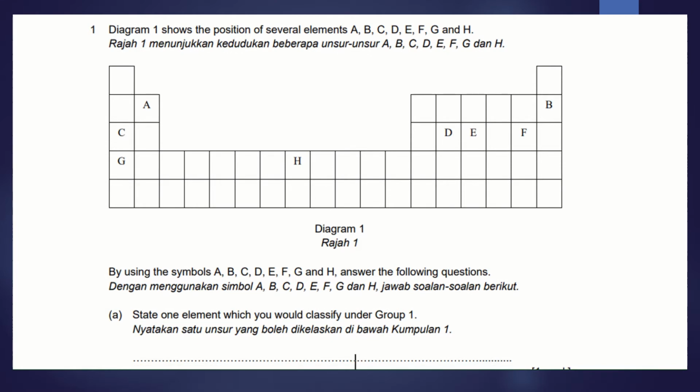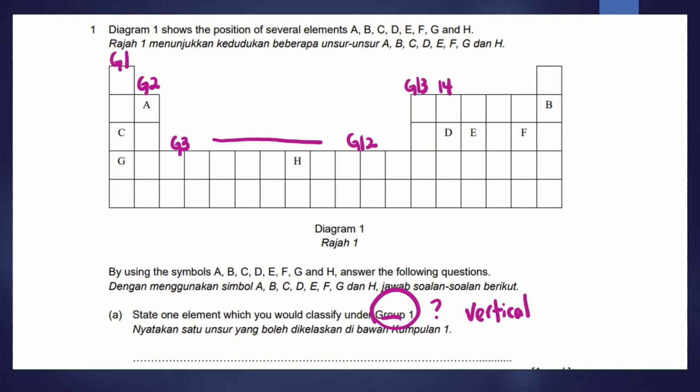A, state one element which you would classify under group 1. So first we need to know what is group. Group is a vertical column in the periodic table. Vertical column meaning that this is group 1, group 2. So here is group 3 until group 12. Next is group 13, 14, 15, 16, 17 and also group 18.